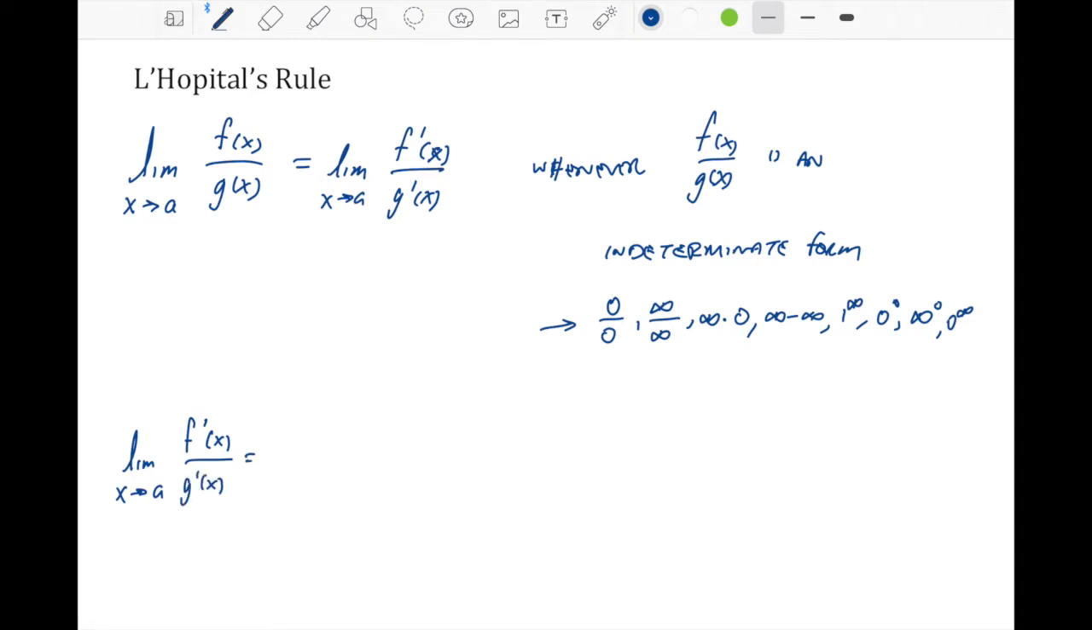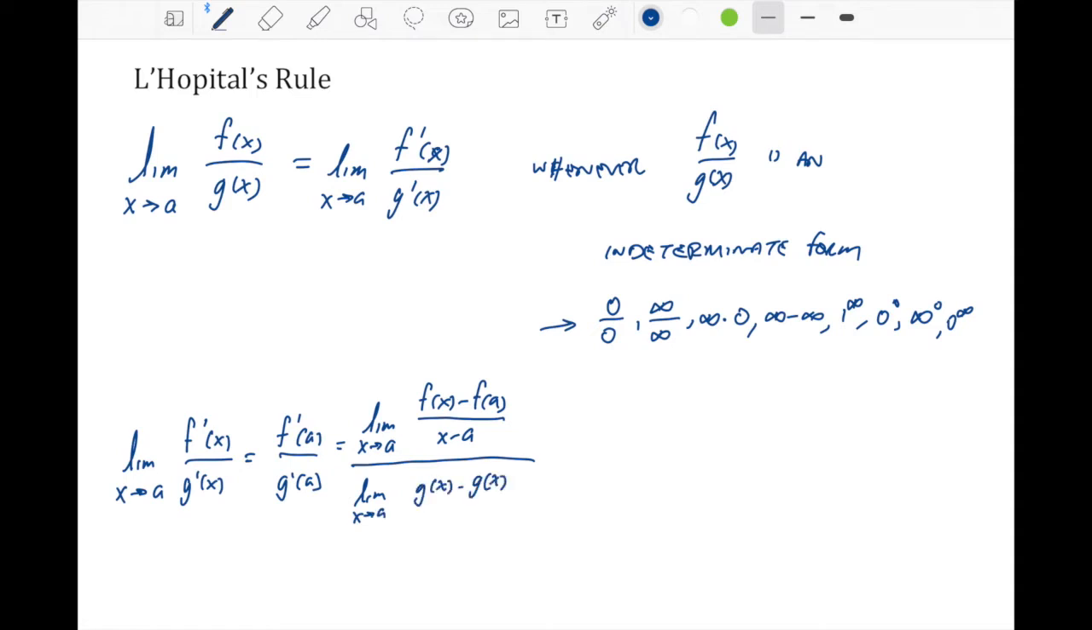Now, direct substitution, that would be f prime of a divided by g prime of a. By the definition of derivative, f prime of a is the limit as x approaches a of f of x subtract f of a over x minus a, over the limit as x approaches a of g of x minus g of a, all over x subtract a. That's the definition of the derivative. Well, we see that there's that x minus a factor in both. So this is the limit as x approaches a of f of x subtract f of a over the limit as x approaches a of g of x subtract g of a.